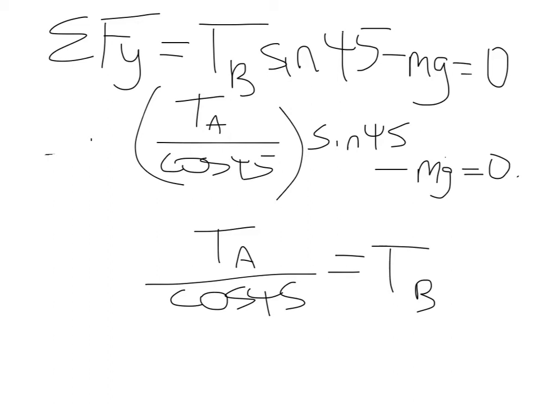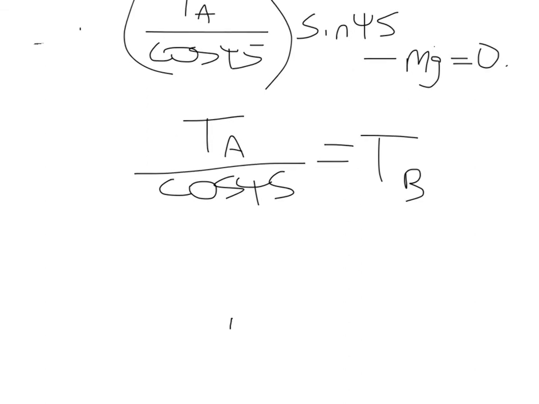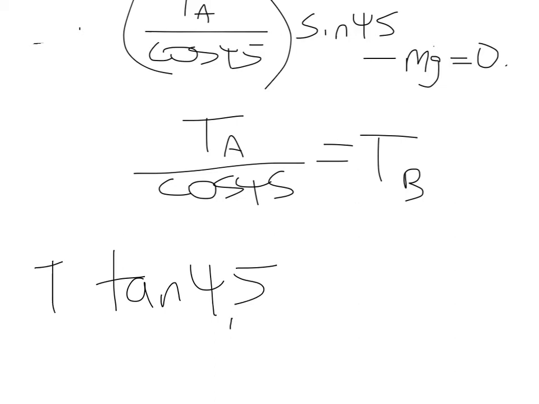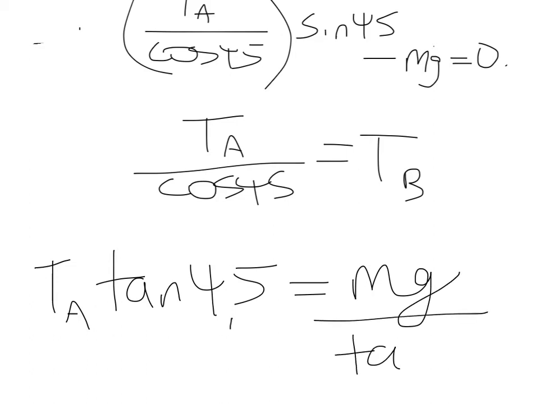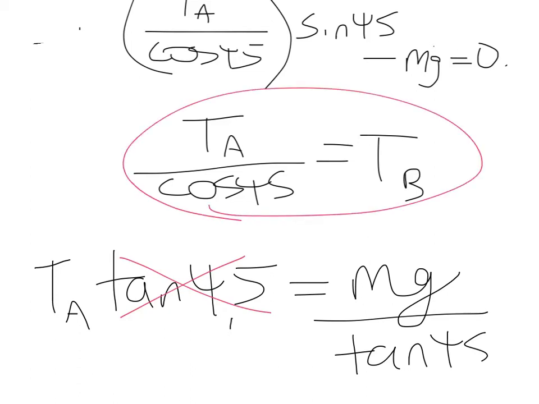So you end up with TA times tangent of 45 is equal to mg, and so there we go, that's better. So tan 45 times TA equals mg. We're looking for TA, so TA is equal to mg over tan 45. And then just plug in the numbers that you have for each of those. And then do the same thing with TB. You can actually probably just use this equation to solve for TB.